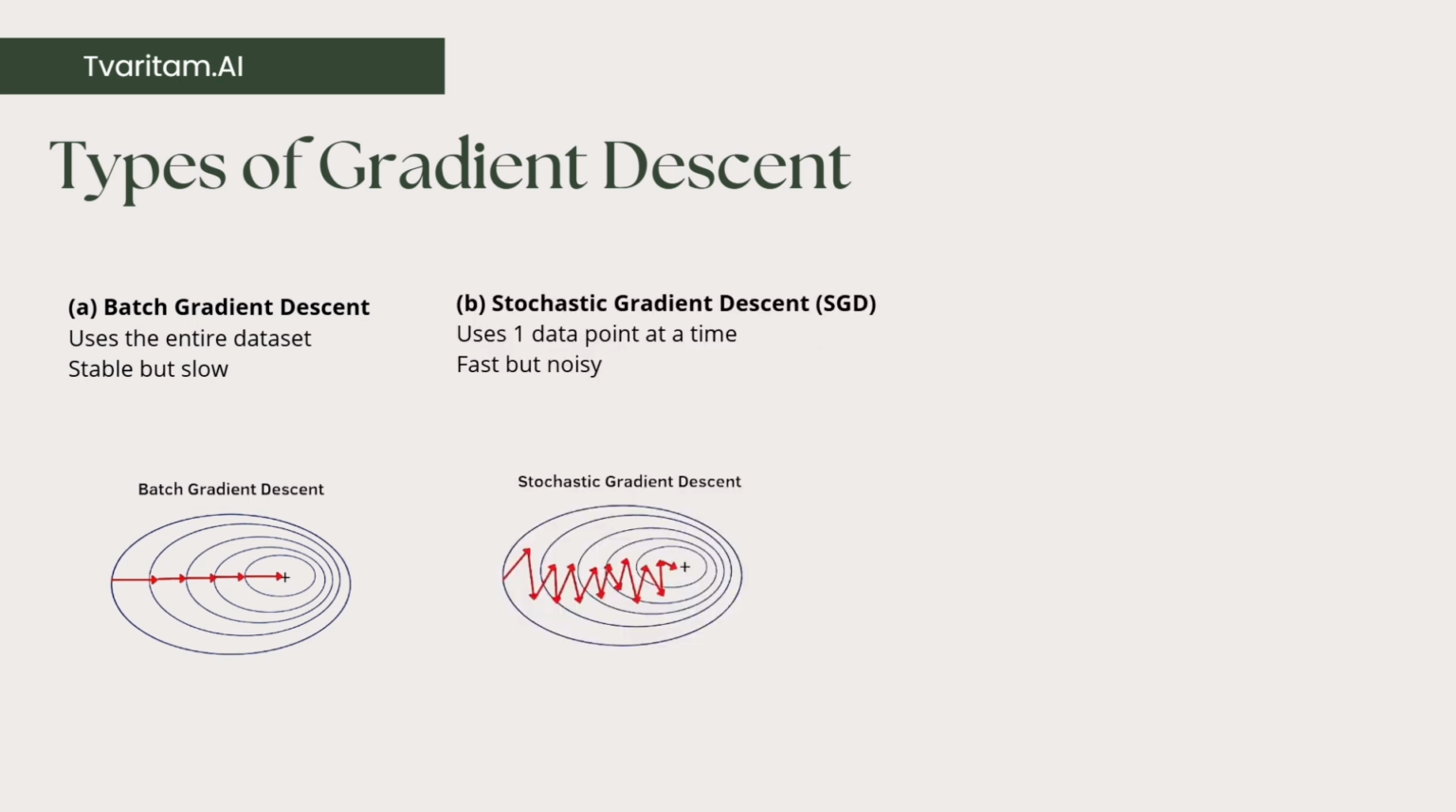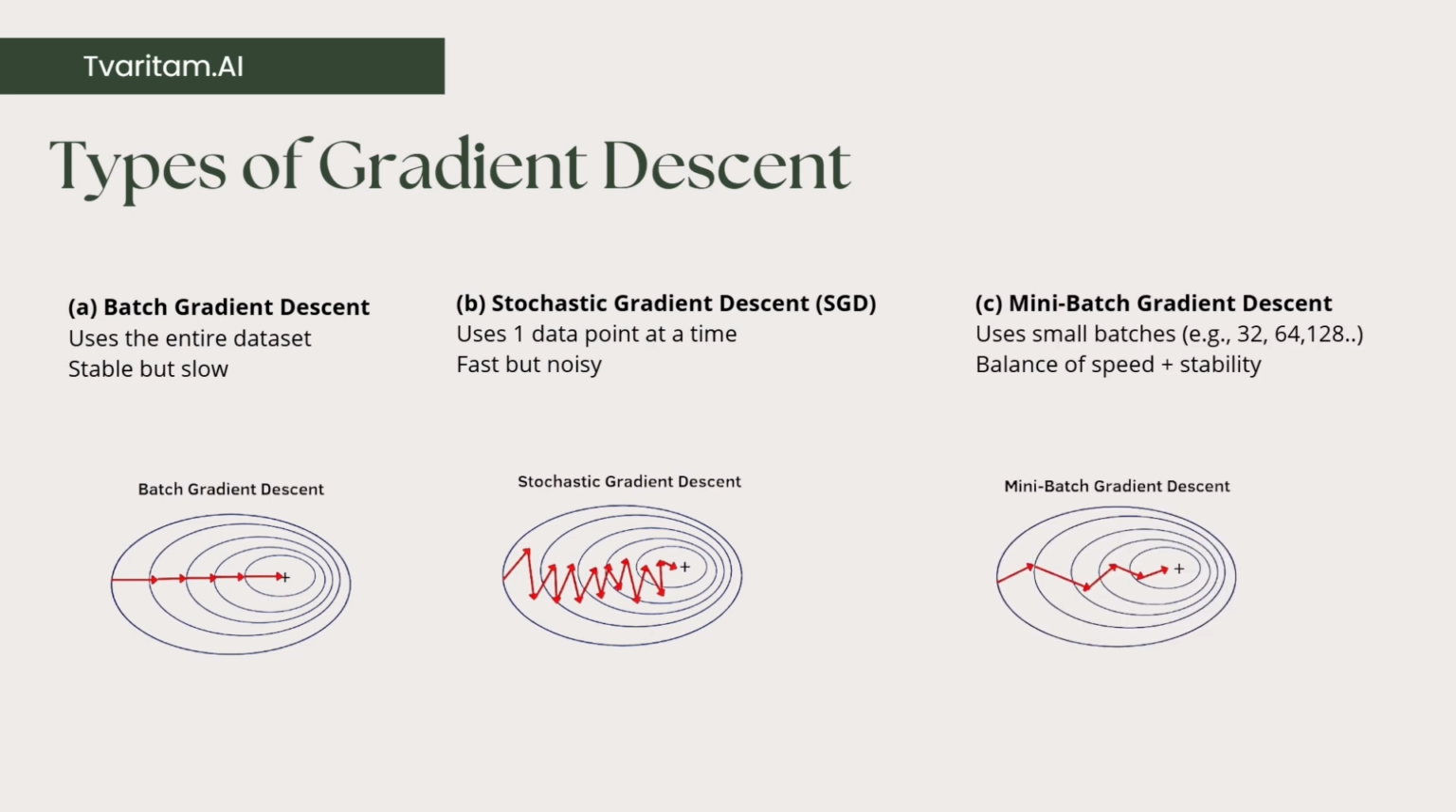Second is stochastic gradient descent, and it uses one data point at a time. Hence, it is much faster as compared to the full batch gradient descent, but very noisy and the updates can fluctuate a lot. Third one is the mini batch gradient descent. It uses small subsets of data referred to as batches, providing a balance between speed and stability.